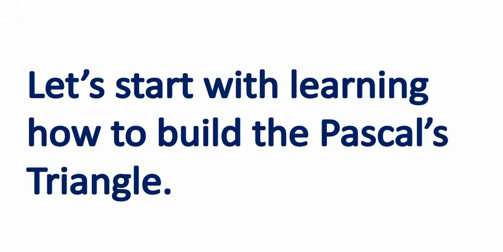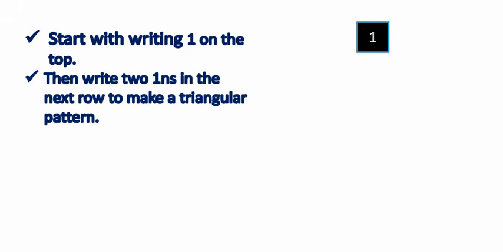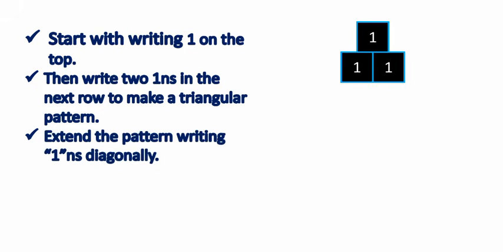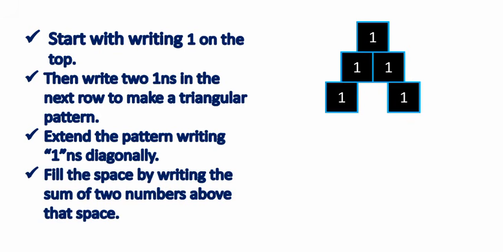Let's start with learning how to build the Pascal's triangle. Start with writing 1 on the top. Then write 2 ones in the next row to make a triangular pattern. Extend the pattern writing ones diagonally. Fill the space by writing the sum of 2 numbers above that space. That is, add these 2 numbers and write the sum here.